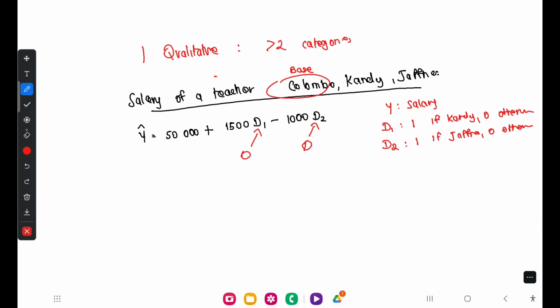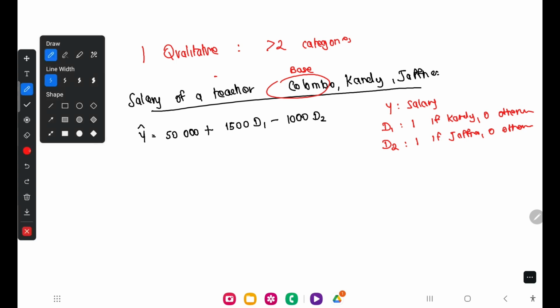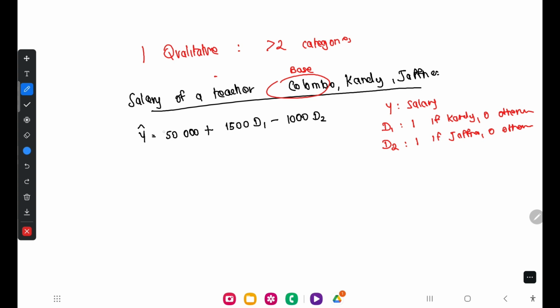Now, when we are interpreting these values, what do we do? 50,000. As I said before, the intercept will be the salary received by the reference category. So 50,000 is the salary received by teachers from Colombo. Intercept is always the value of the base category.